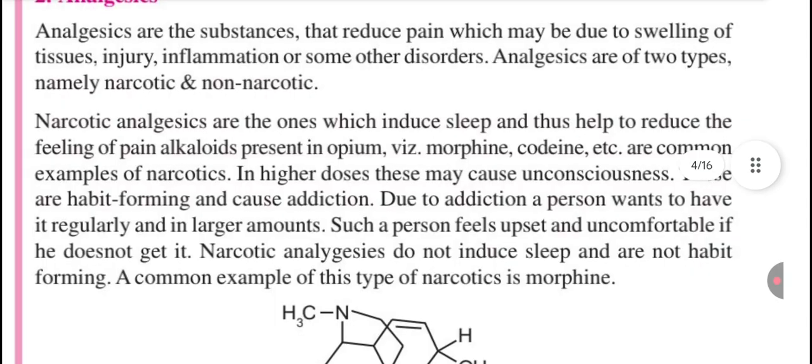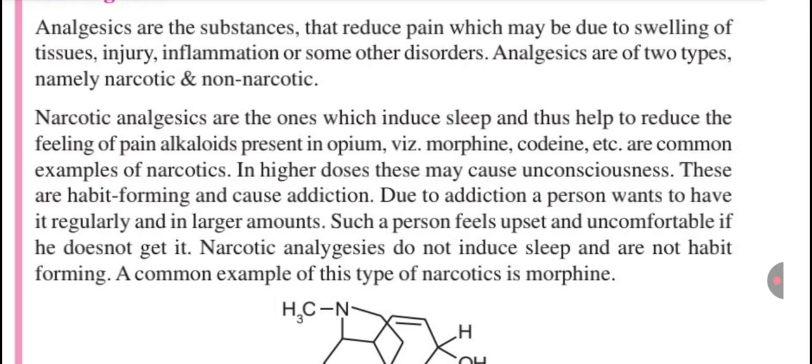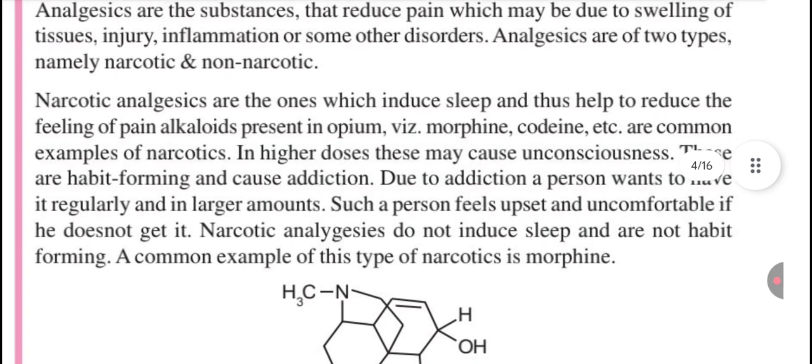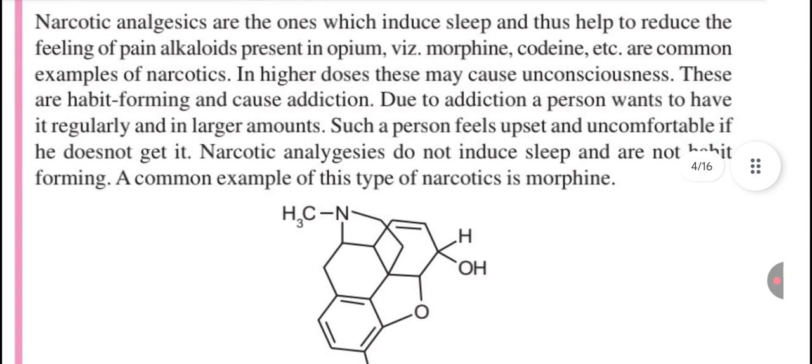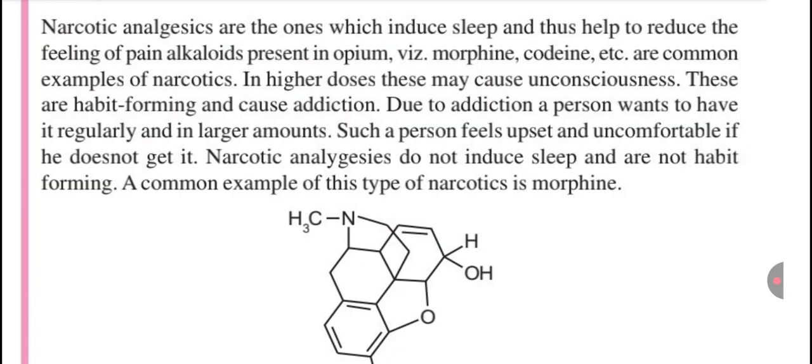Analgesics. Analgesics are the substances that reduce pain, which may be due to swelling of tissue, injury, inflammation, or some other disorders. Analgesics are of two types, namely narcotics and non-narcotics. Narcotic analgesics are the ones which reduce sleep and thus help to reduce the feeling of pain. Alkaloids present in opium, viz. morphine, codeine, etc. are common examples of narcotics. In higher doses, these may cause unconsciousness. These are habit forming and cause addiction. Due to the addiction, a person wants to have it regularly and in large amounts. Such a person feels upset and uncomfortable if he doesn't get it.